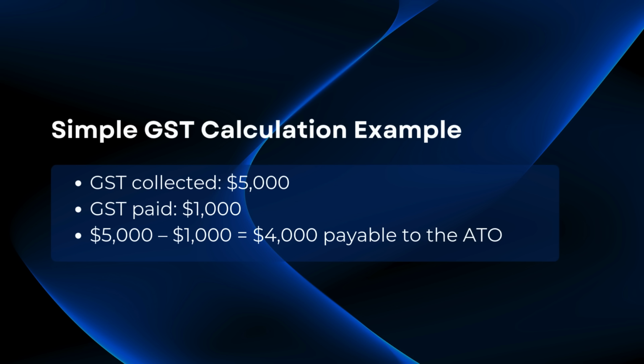Let's look at a practical example. A company sells $50,000 of taxable goods in one quarter. At 10%, this means $5,000 of GST is collected from customers. During the same quarter, the business purchases $10,000 of stock and pays $1,000 in GST. To calculate the GST payable, the company subtracts the GST paid from the GST collected. $5,000 minus $1,000 equals $4,000 payable to the ATO.